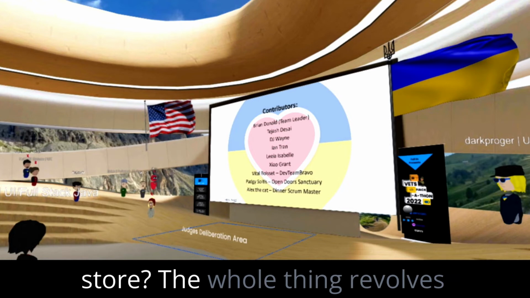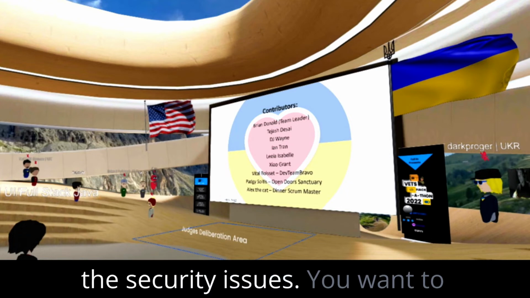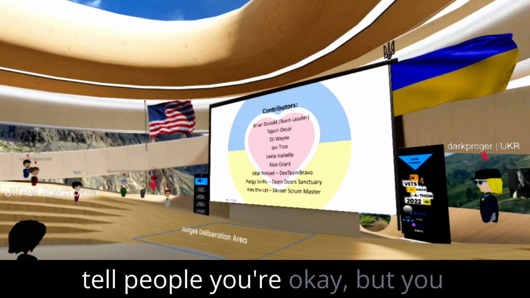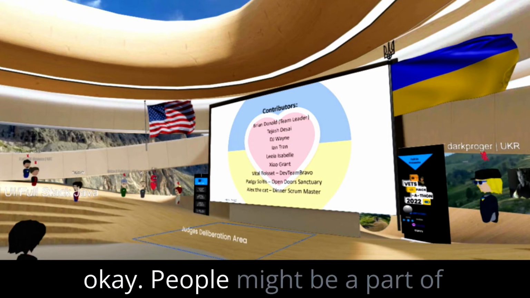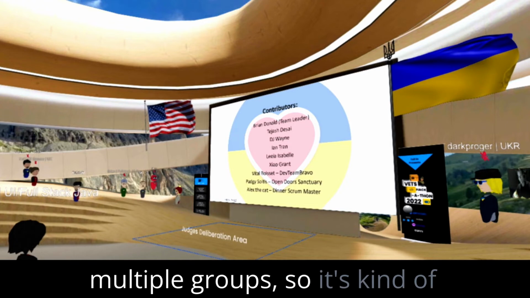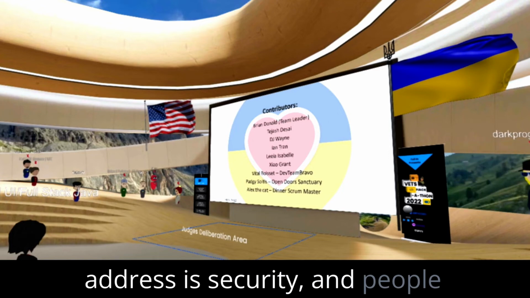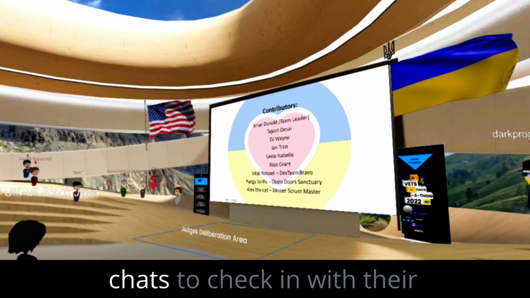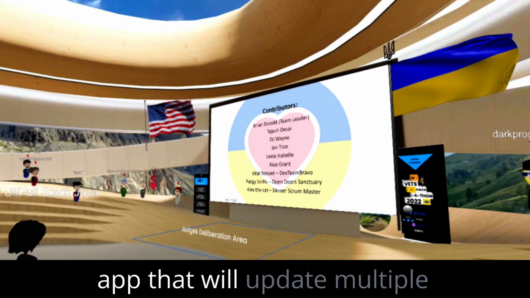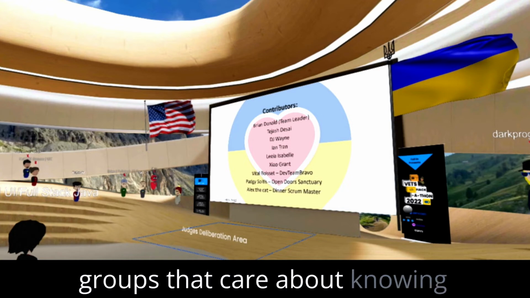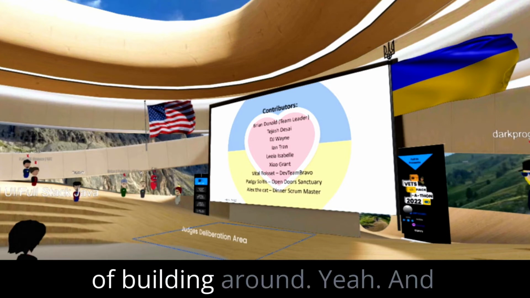Yes, I was going to say, the whole thing revolves around groups, because with security issues, you want to tell people you're okay, but you only want to tell people in your group that you know. And people might be a part of multiple groups. The big thing we wanted to address was security. People were manually checking group chats to check in with their friends. This is a dedicated app that will update multiple groups that care about knowing that you're good to go, you're safe. That's what we're building around.